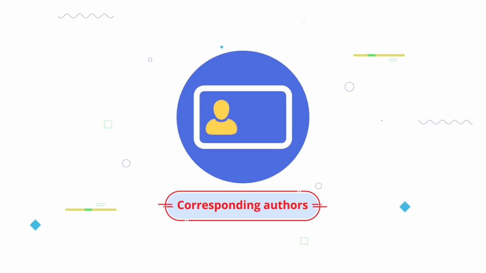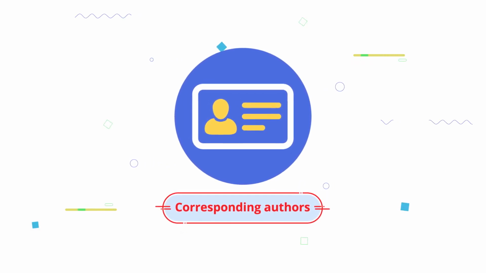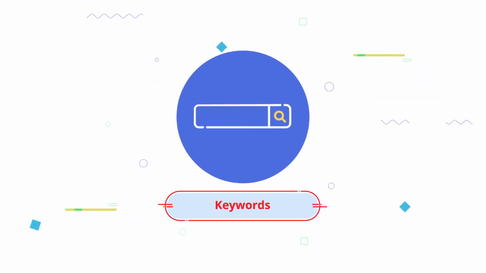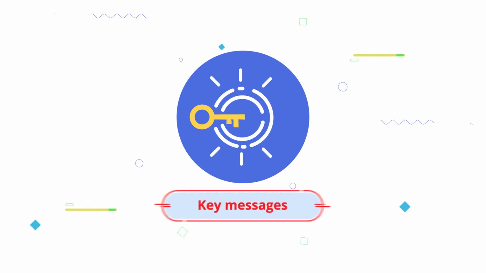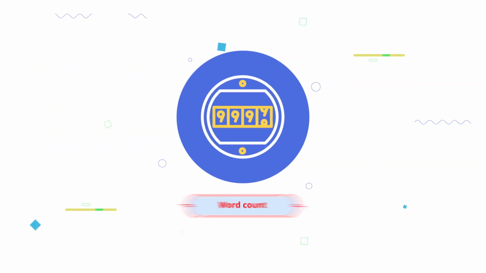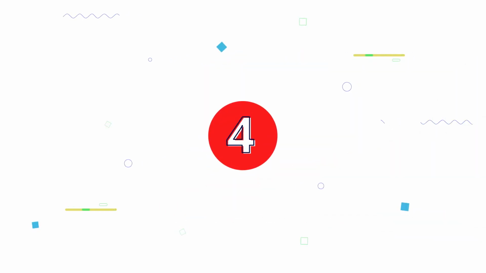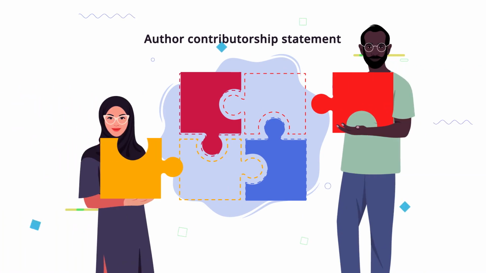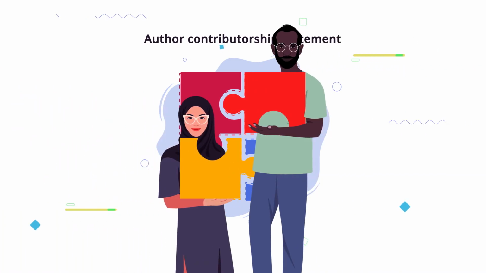Corresponding author's name, address, country, email address, ORCID details, and each author's affiliation and qualification. Any associated keywords. 2 to 4 key messages detailing the main points made in the paper, and a full word count. Tip 4. The title page also requires author contribution and reflexivity statements.